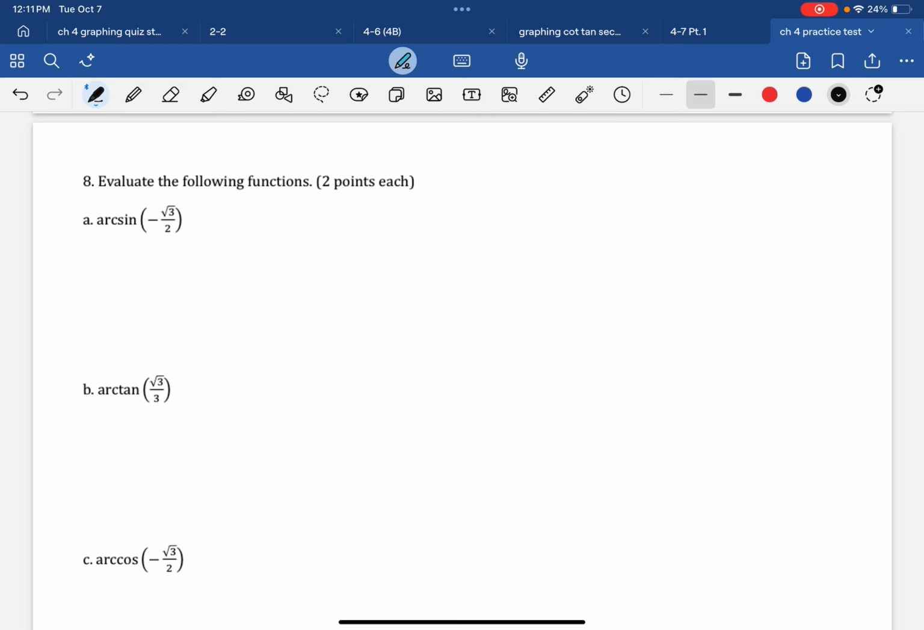The first question has us finding arcsine of negative root 3 over 2. So we're looking for a point on the unit circle with a y-coordinate of negative root 3 over 2. And so it looks like it's going to be that point. And that point corresponds to negative pi over 3. So that would be the answer.